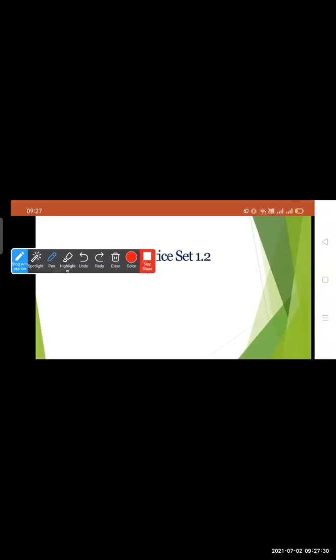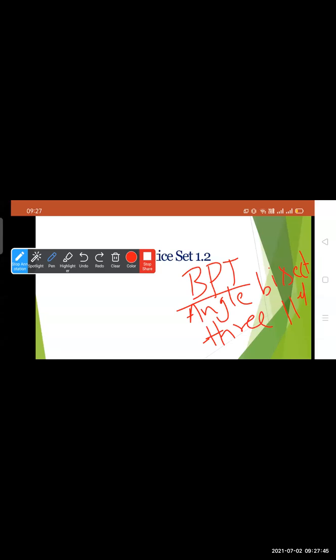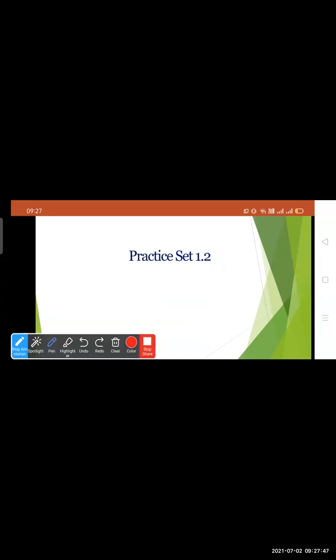So simple. Here we see two conditions, the angle bisector condition and the three parallel lines condition. So for practice set 1.2, you remember only these three conditions. First one is the BPT theorem. Second one is the angle bisector. And third one is the three parallel lines. Clear?